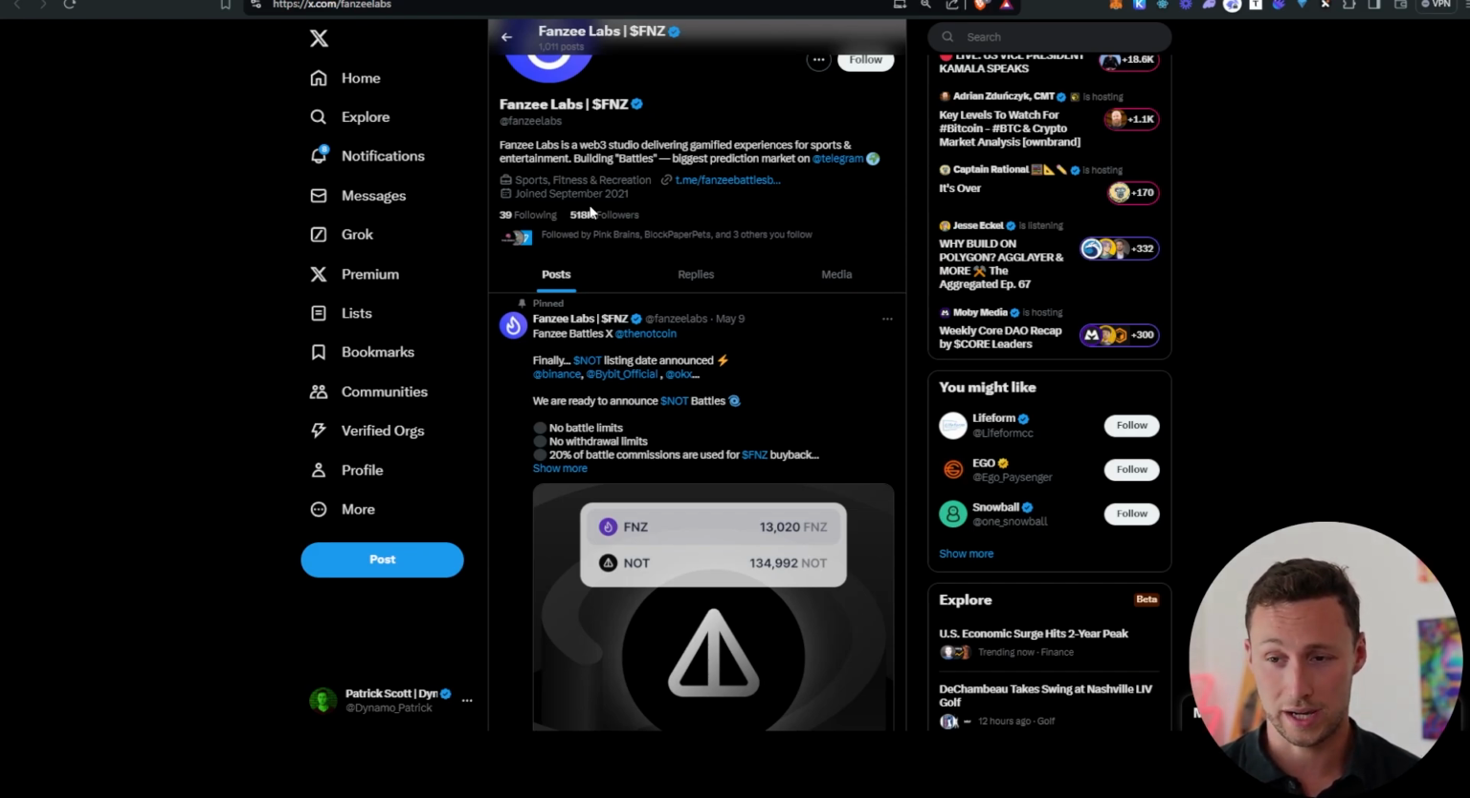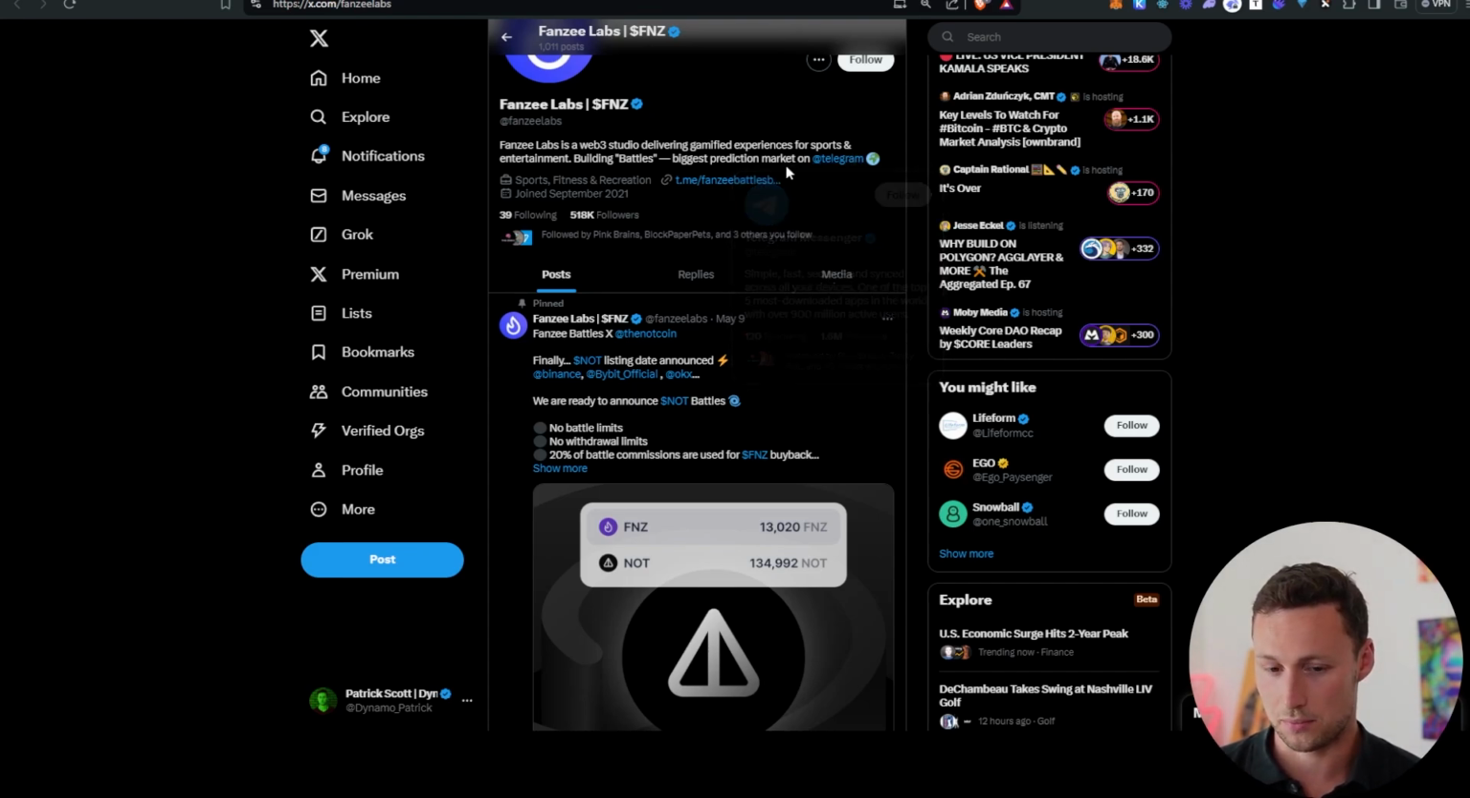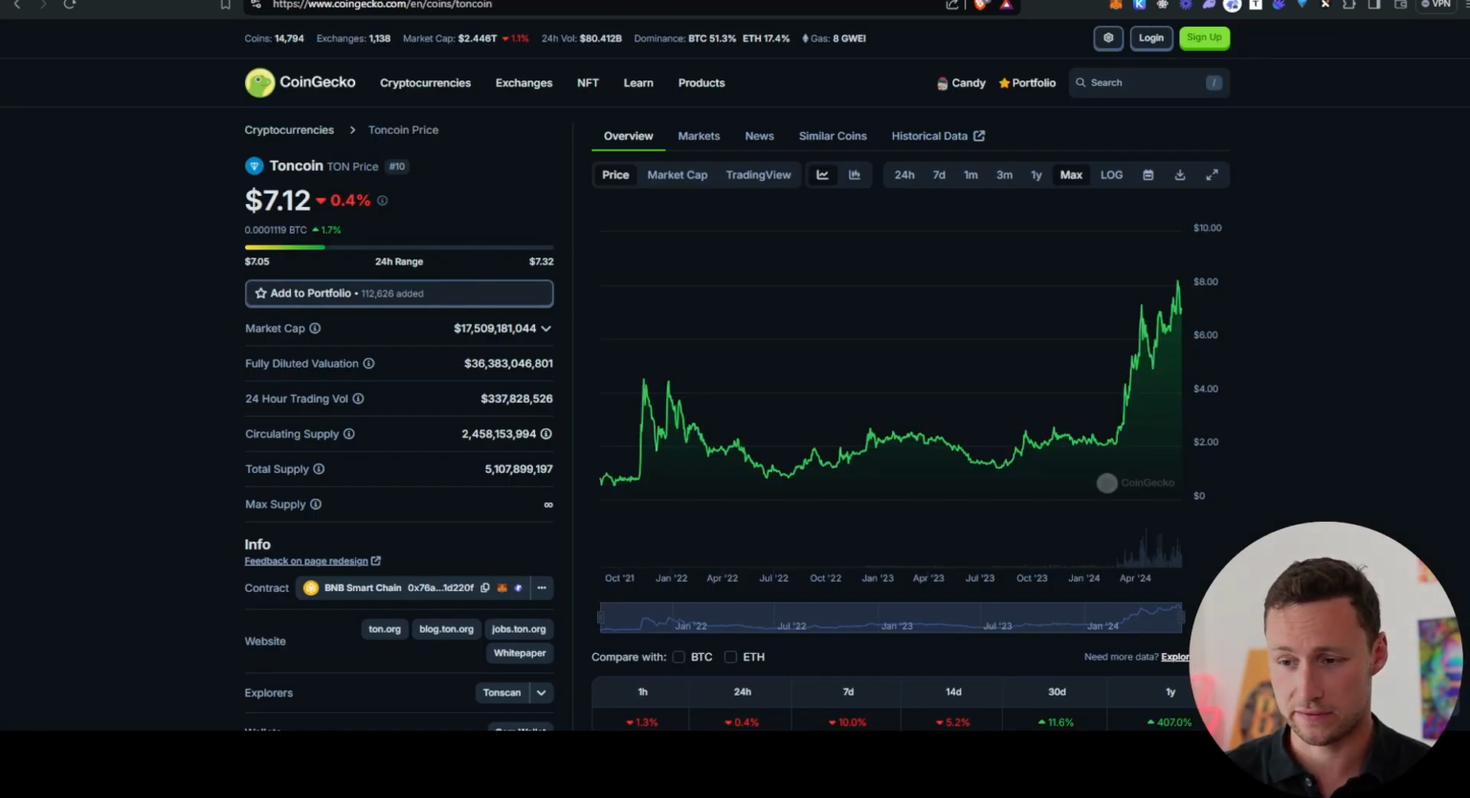And if you look at the stats on prediction markets overall, it's one of the fastest growing verticals in crypto in percent terms. So I think it's interesting to see that there's prediction markets being built on Ton now as well. And they actually brand it as being built on Telegram. So you'll be able to make predictions directly through the messaging app. Now let's talk about the tokenomics of Ton.